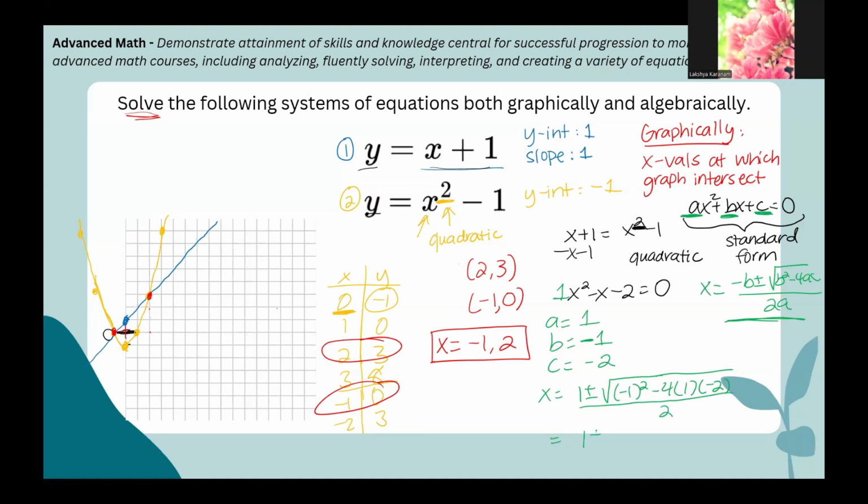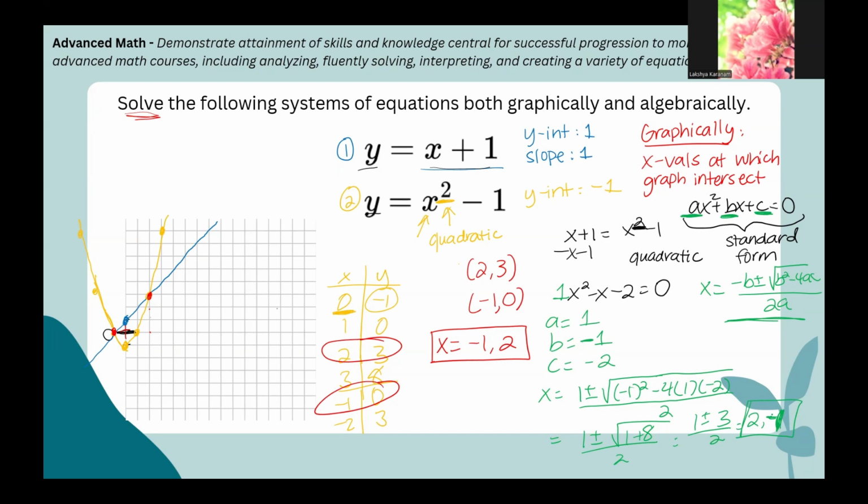So you end up with 1 plus or minus the square root of negative 1 whole squared, which is 1, plus 8, over 2. So that's 1 plus or minus square root of 9 over 2, which is 3, right? And then 1 plus 3 is 4. 4 divided by 2 is 2. 1 minus 3 is negative 2, and negative 2 divided by 2 is negative 1. So as you can see, we end up with the exact same values. We end up with 2 and negative 1, solving it in both ways.